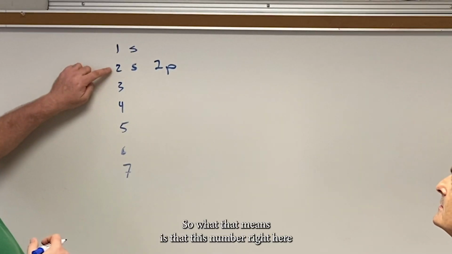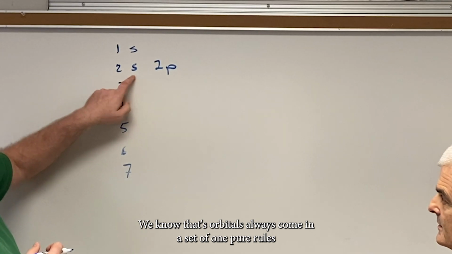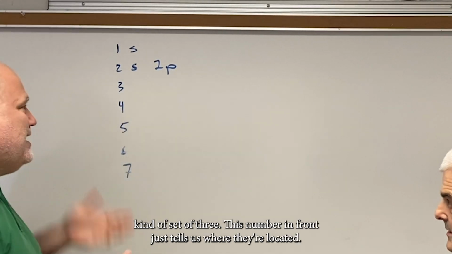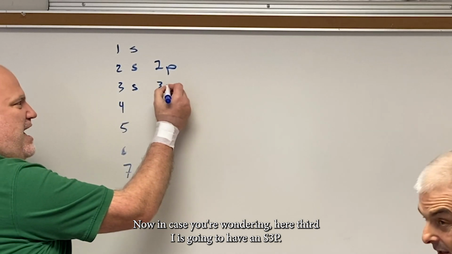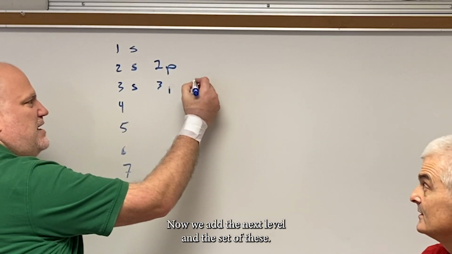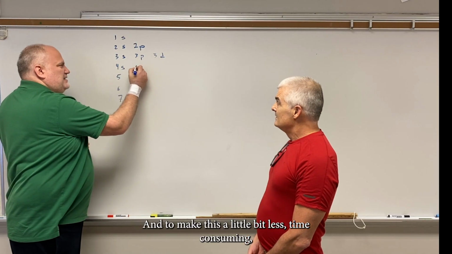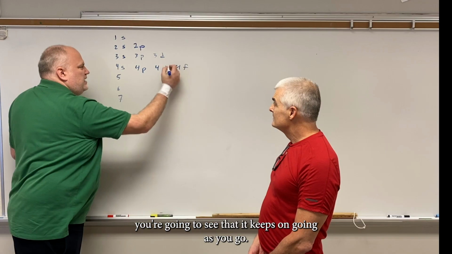What that means is that this number right here just tells us which energy level the set of orbitals is in. We know that s orbitals always come in a set of 1, and p orbitals come in a set of 3. This number in front just tells us where they're located. Now, the third energy level is going to have 3s, 3p, and then we add the next level, a 3d, a set of Ds. And you're going to see that it keeps on going as you go.